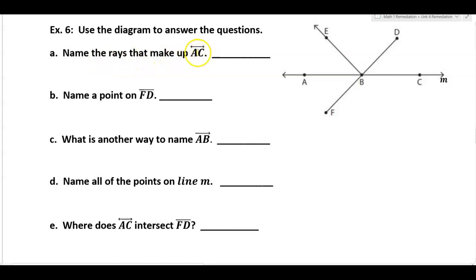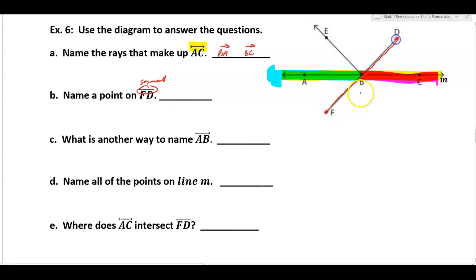So, next one. Name the rays that make up line AC. So here's line AC. Well, if I look, one ray that makes it up is BA. Another one that makes it up is BC. So we could say ray BA and ray BC make up that line. Okay, name a point on segment FD. Remember, that tells us a segment. So when I look at segment FD, F to D, I could say point B is on that segment.